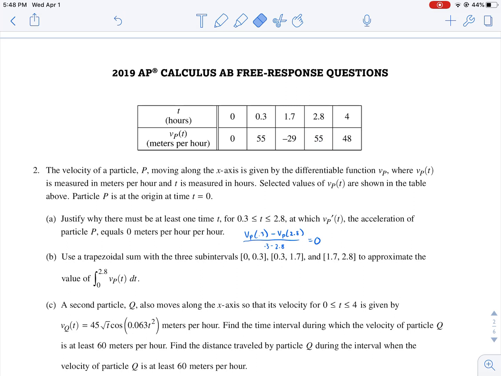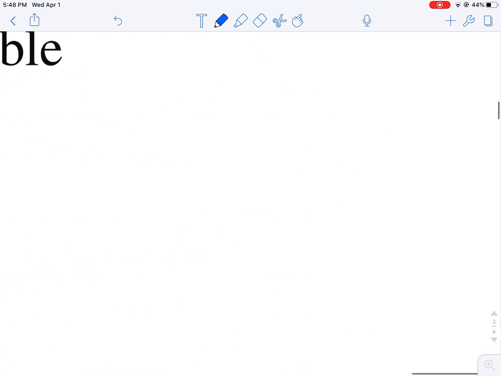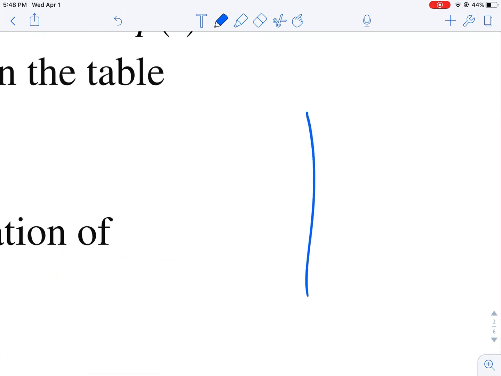And then, therefore, by the mean value theorem, there must be a time on this interval right here such that this will equal 0. And you can just say because of mean value theorem. Remember, for mean value theorem to work, the function must be differentiable, but it does tell us that it's differentiable right there.